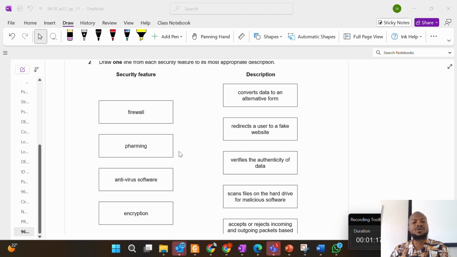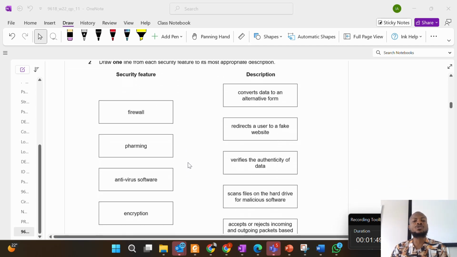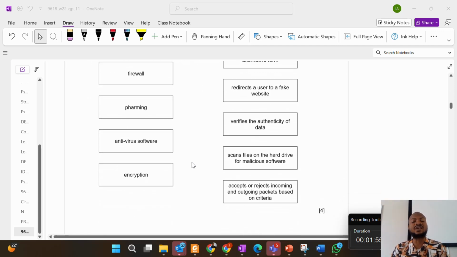And pharming is just malicious software that is installed on the computer system to redirect users to a fake website without the knowledge of the users, so that the person who wrote this code can steal the user's personal information. While antivirus software helps to scan for malicious software that may be installed on the computer system and either quarantine it for the user to decide if they want to delete or allow, or it deletes it itself.